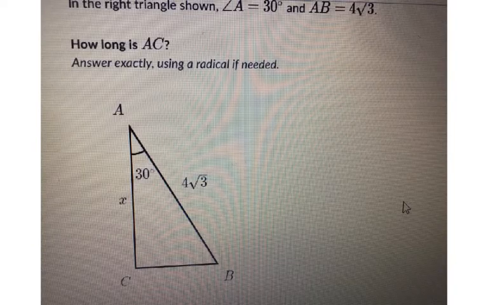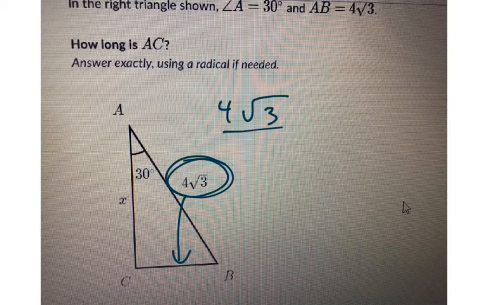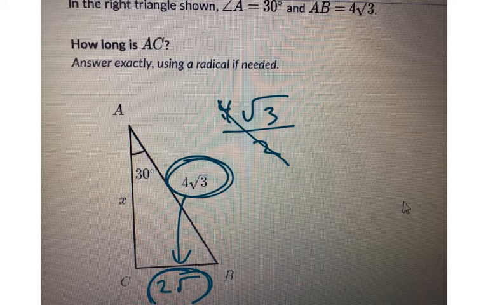All right, let's go back to the 30, 60, 90. Guys, they gave us the longest side, the hypotenuse. What about the short side? Isn't the short side going to be, in this case, 4 square roots of 3 divided by 2? The short side is always half as big. What's 4 divided by 2? 2 square roots of 3.